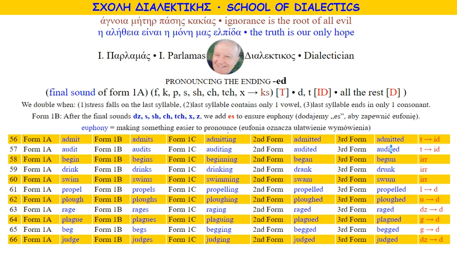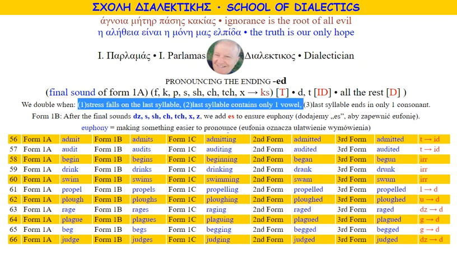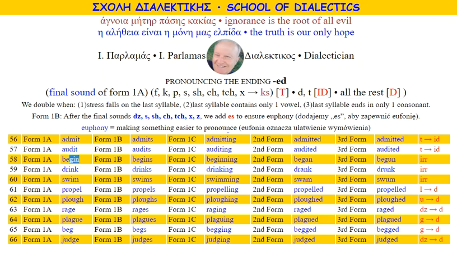Now begin. Begins, beginning with double, because all three conditions hold. The stress falls on the last syllable, begin. The last syllable ends in only one consonant, and the last syllable contains only one vowel. So begin, begins, beginning, began, begun. Be careful. Began, begun. Okay?